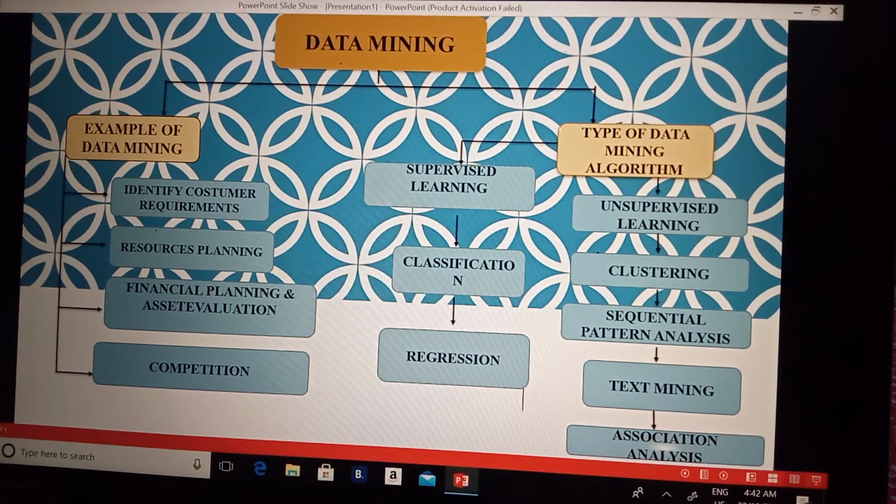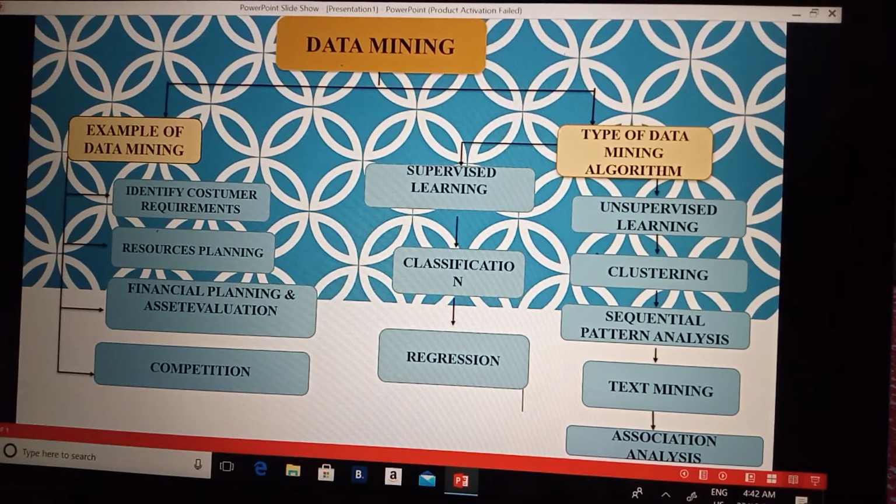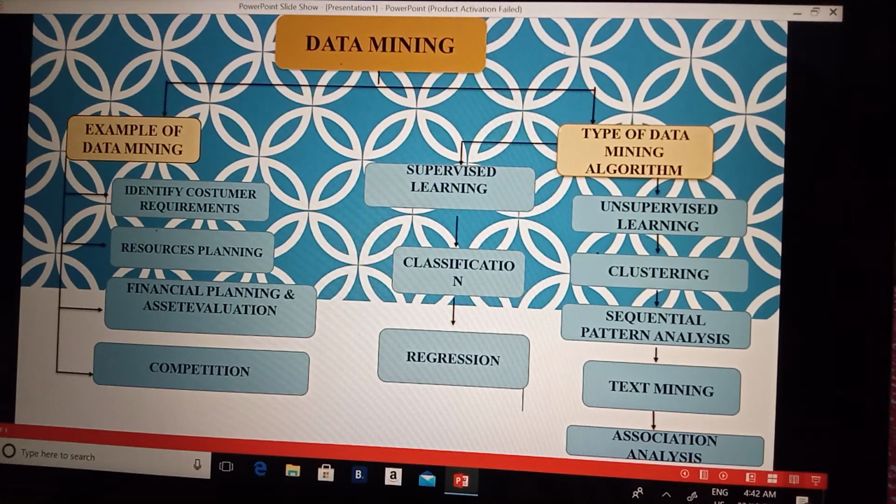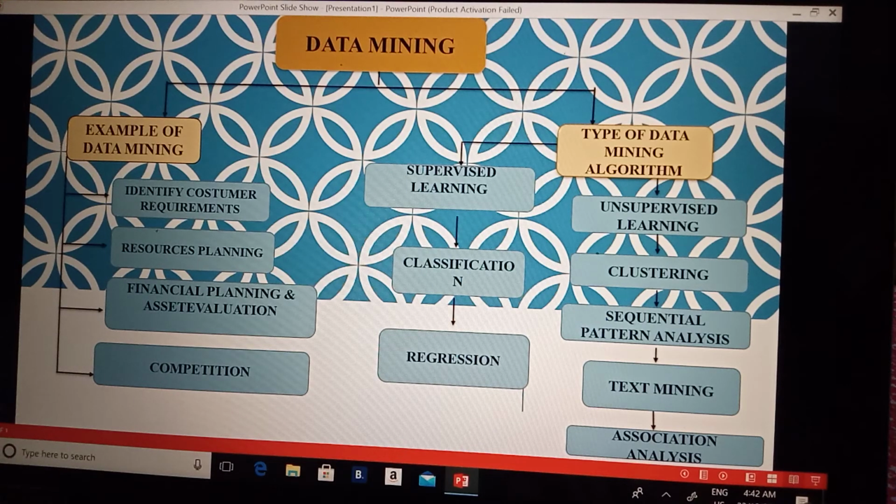Lastly is association analysis. Association analysis is data mining used to identify strong rules that associate elements together, using different measures of interestingness.